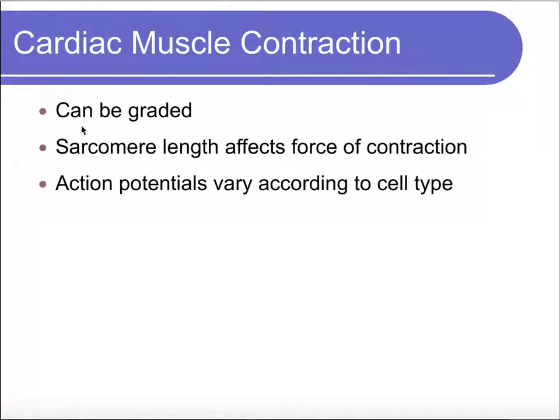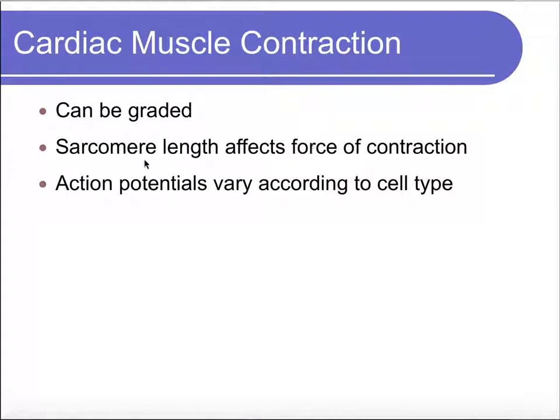So cardiac muscle contractions can be graded, just like skeletal, meaning we can have a strong contraction, we can have a weak contraction. And the length of your sarcomere will affect the force of contraction. Again, just like skeletal, because cardiac muscle also has sarcomeres. So when your sarcomeres are too short, you'll produce very little force. When they are too long, you'll also produce very little force.